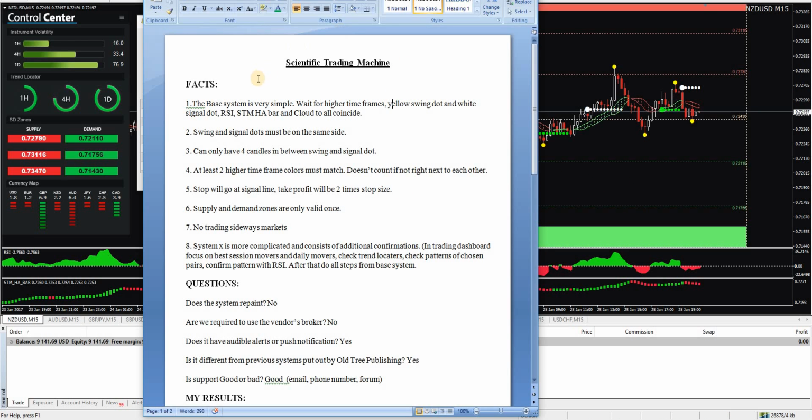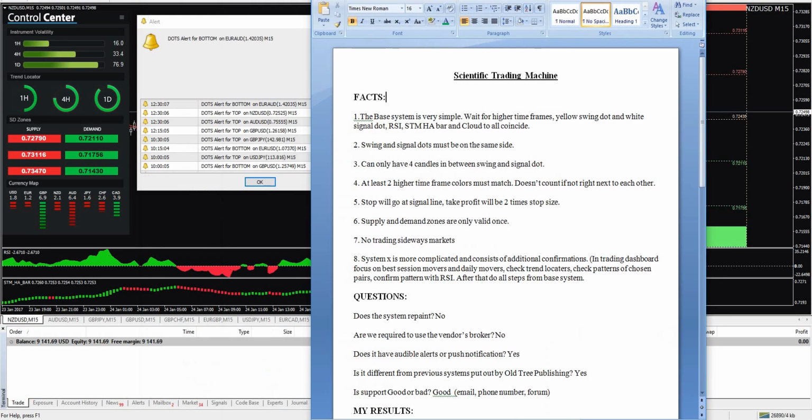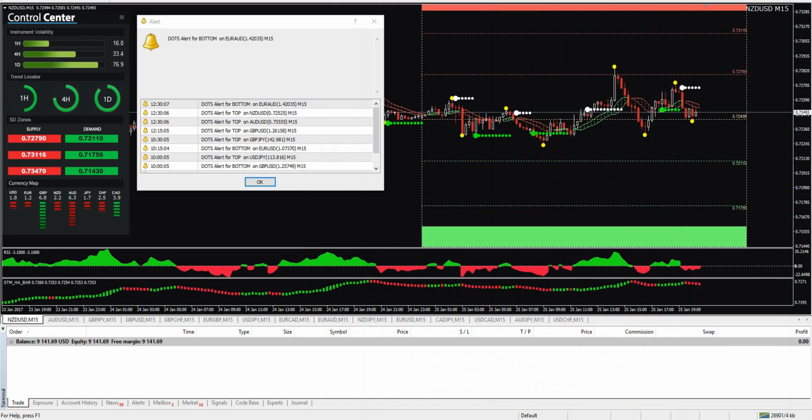First thing I want to touch on is a few facts that I've found and come across as I've gone through the system myself. The base system is very simple. You wait for a higher time frame. Actually, you wait for several higher time frames to link up, either green or red. The yellow swing dot and white signal dot, the RSI, the STM HA bar, and the cloud. You have to wait for all of those to coincide before taking a trade.